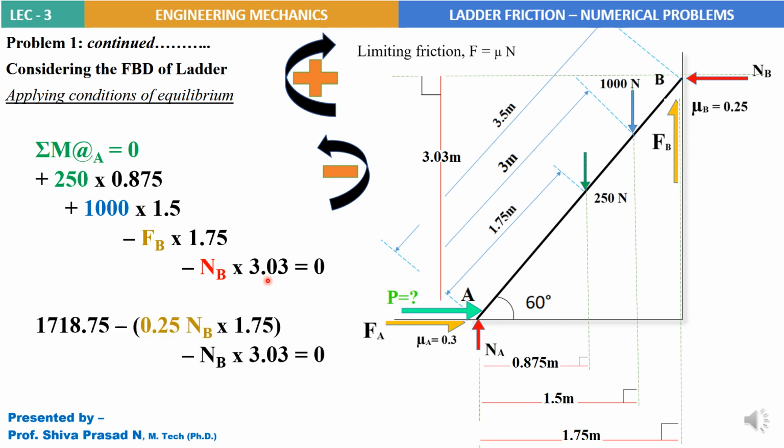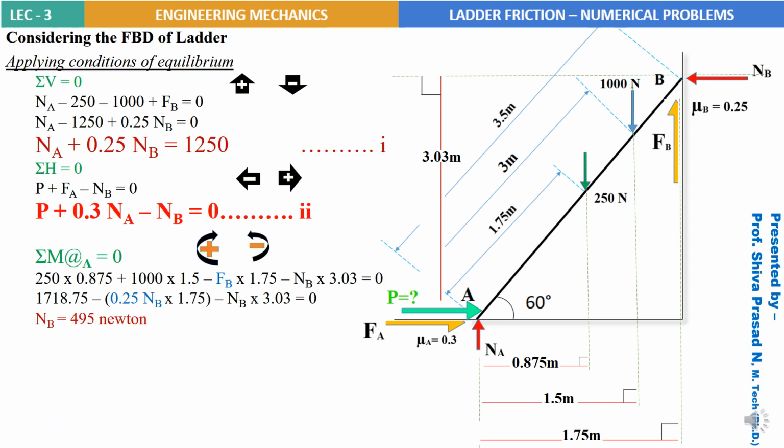So substituting FB, in place of FB we substitute 0.25 NB. Further, only NB is the unknown in this equation. You get the value of NB to be equal to 495 Newton. So with this we get the value of NB to be equal to 495 Newtons.